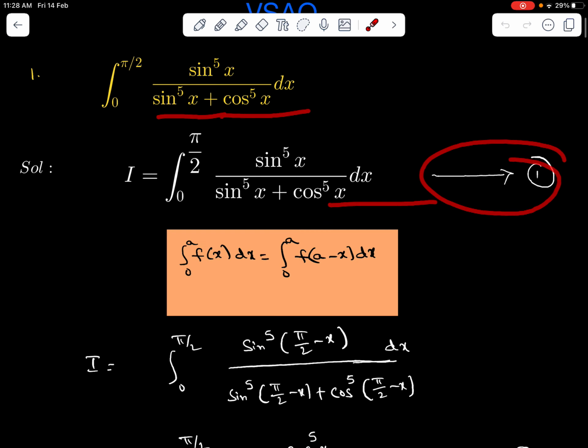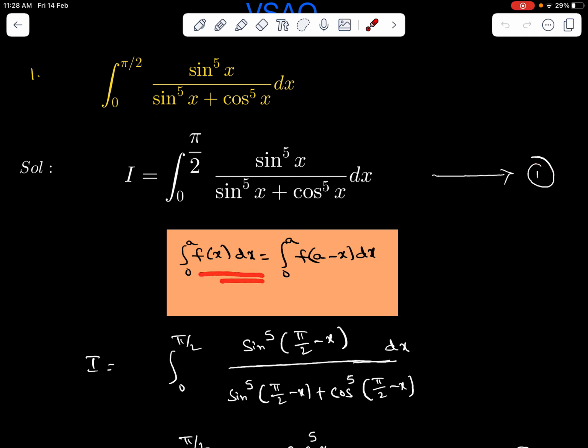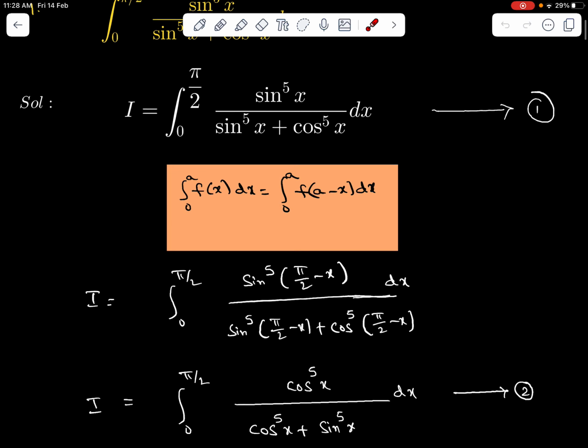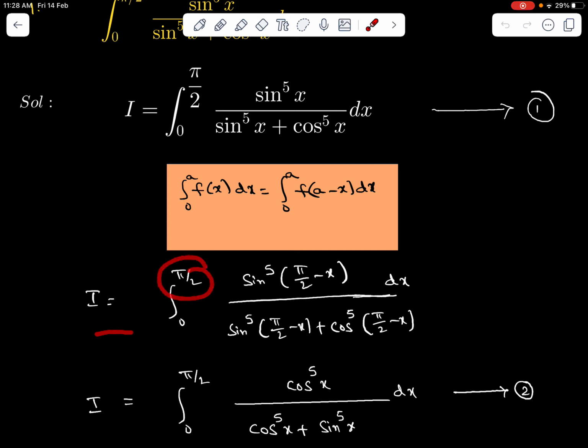Okay. You can use the King formula. Integral 0 to a of f of x dx is equal to integral 0 to a of f of a minus x dx. This is the lower interval, this is the upper interval. Okay. I is equal to integral 0 to pi by 2 of sin power 5 (pi by 2 minus x) by sin power 5 (pi by 2 minus x) plus cos power 5 (pi by 2 minus x).